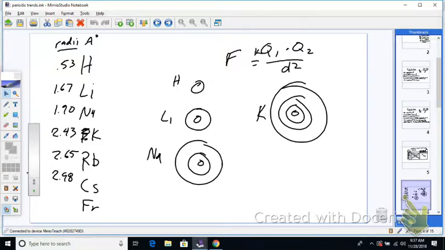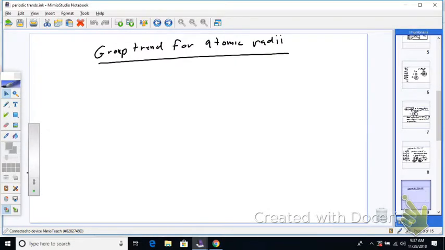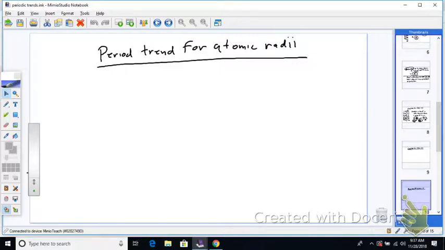And I might have another list of elements going down. Okay, make sense? All right. So let's look at the other argument. So atomic radii, I gave the notes for that. And then we have a period trend.